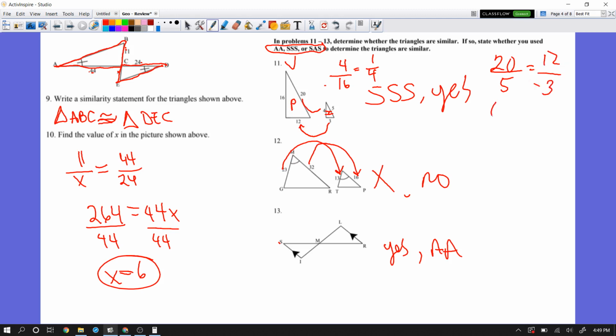So 20 times 3 is 60. 5 times 12 is 60. That's how you know they're similar. Cool. Now we know it's similar.